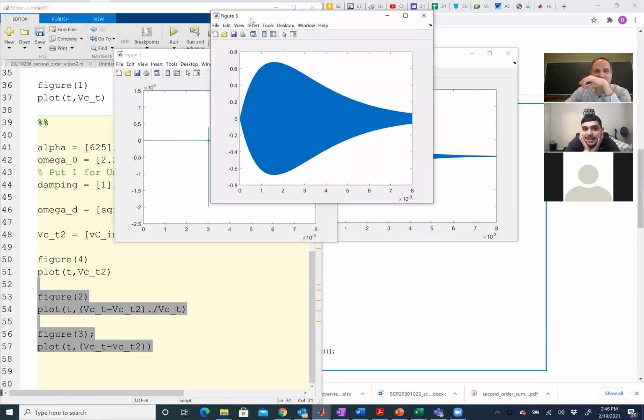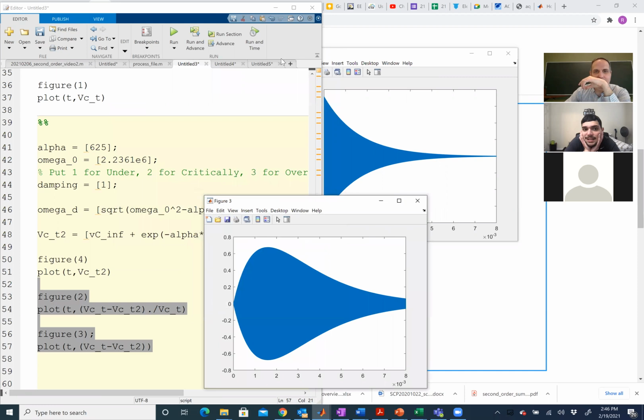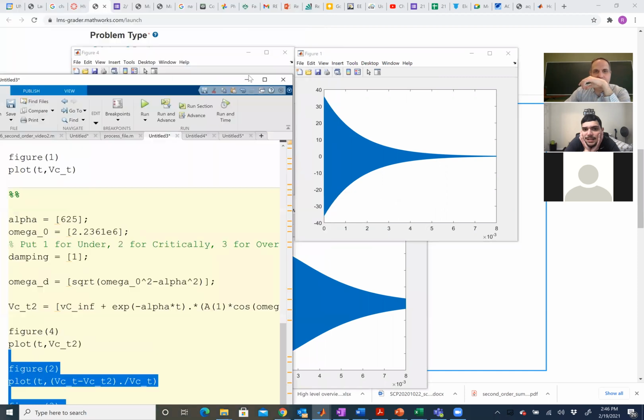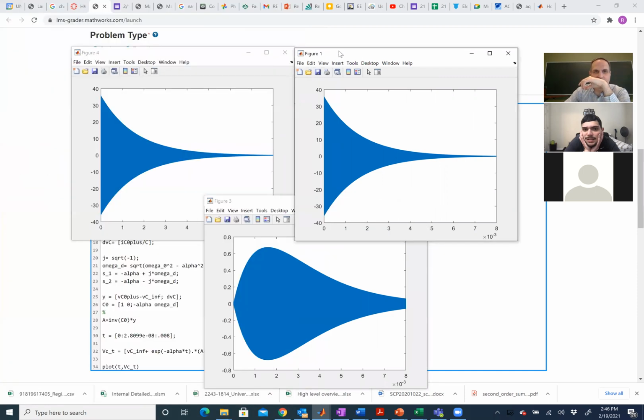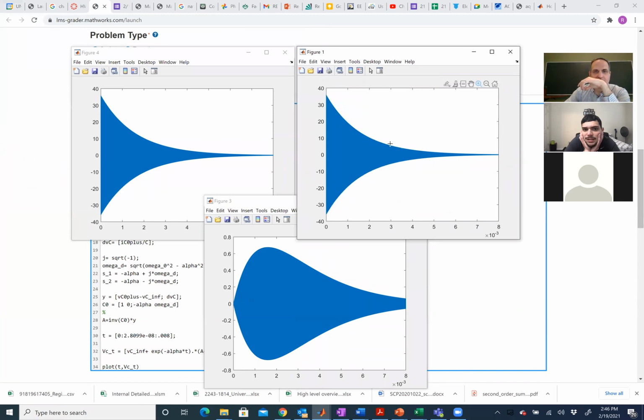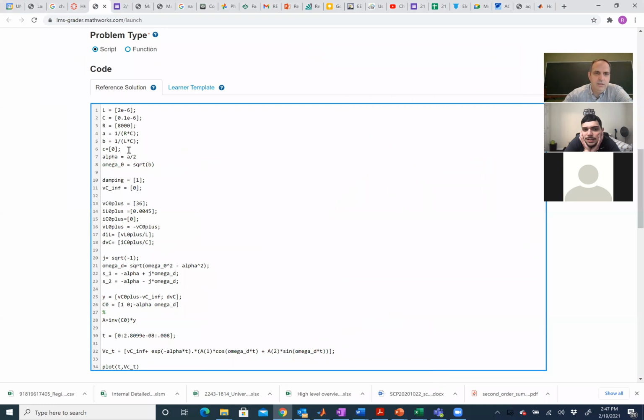I don't know. So this is, let's see. Get all this stuff out of the way. All right. So figure 1 is my answer. Figure 4 was the student's answer. Figure 3 is the difference between them. All right. That is because of the hard coding versus the sort of parameterized version of the code.